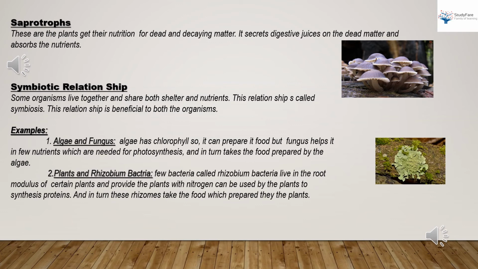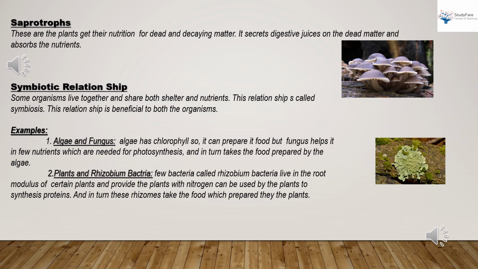Second one, plants and rhizobium bacteria. As you know, plants synthesize proteins. For that they need nitrogen. Nitrogen is present in the air, but plants cannot take this directly. So a few bacteria called rhizobium live in the root nodules of certain plants and provide the plants with nitrogen which can be used by the plants to synthesize proteins. And in return, these rhizobia take food which is prepared by the plants.